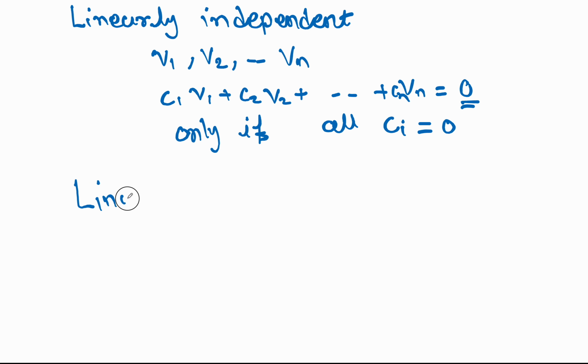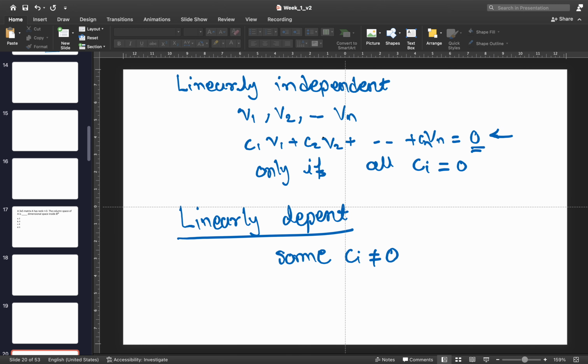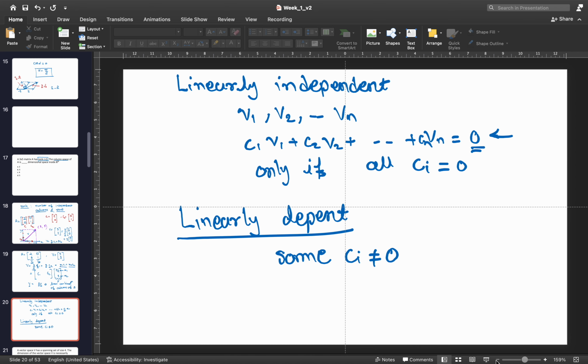So linearly dependent is where some ci is not equal to 0, and even though some ci's are not 0, this condition will get satisfied. Okay, but that is the definition, and we'll see exactly what it means with a simple example.